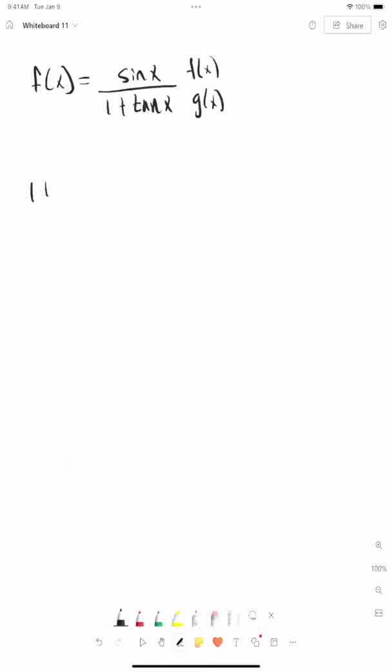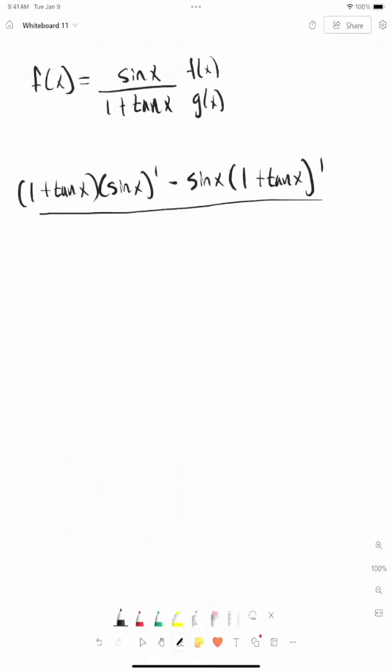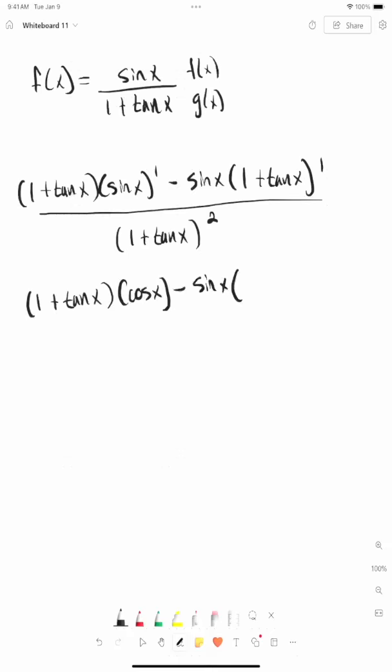And then we can start by writing the (1 plus tan x) and then (sine x) prime minus sine x, parentheses 1 plus tan x prime. And then that's going to be over the (1 plus tan x) squared. Then we have the derivative, so nothing with the first parentheses here. This changes to cosine x, that's the derivative of sine x. And then write sine x, and then the derivative of 1 plus tan x, that's the derivative of 1, which is 0, and the derivative of tan x is secant squared x, over the (1 plus tan x) squared.